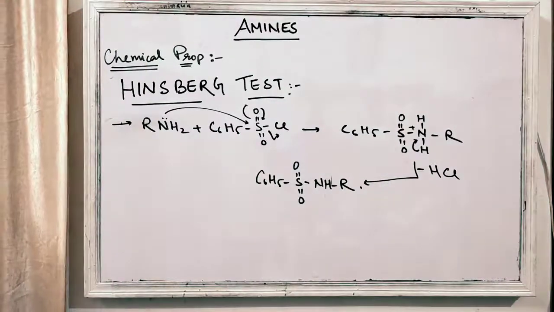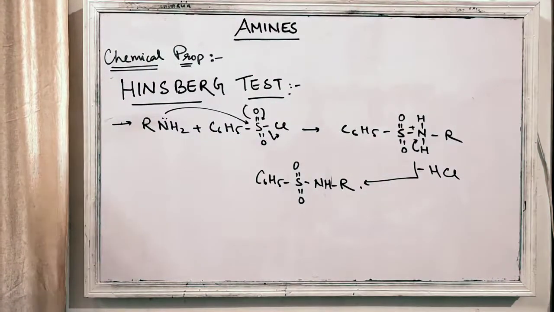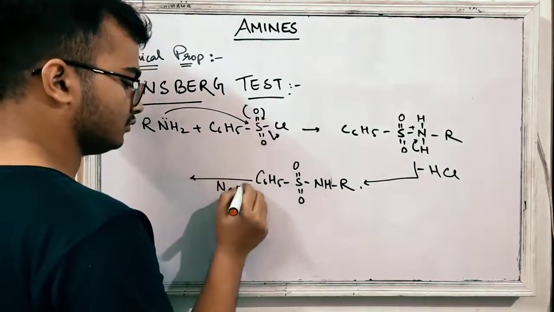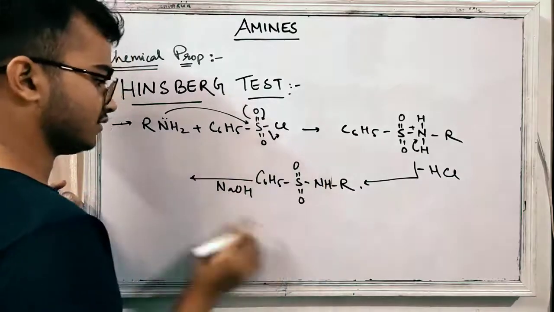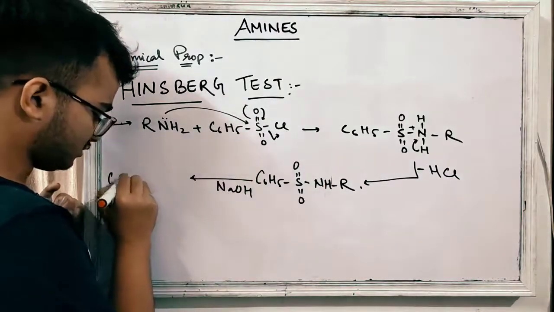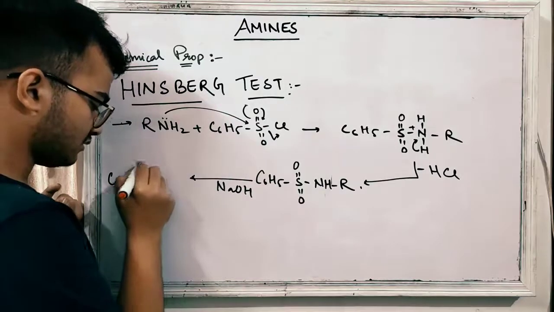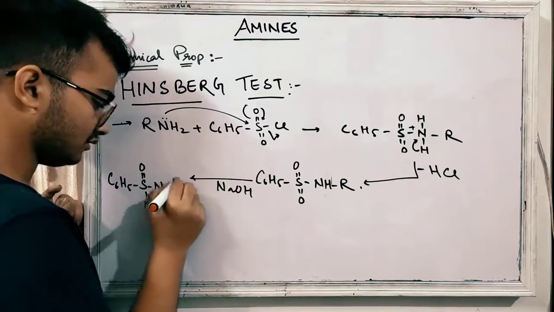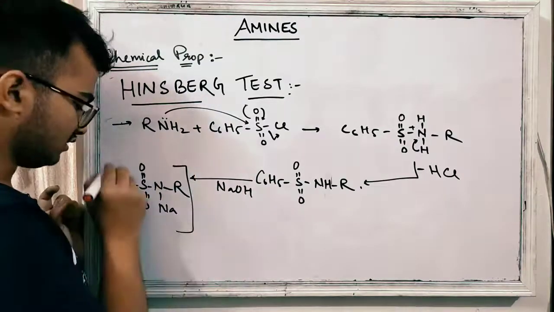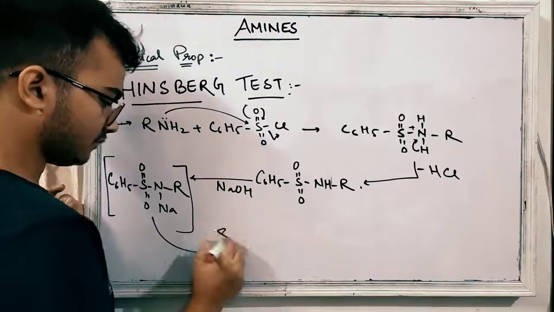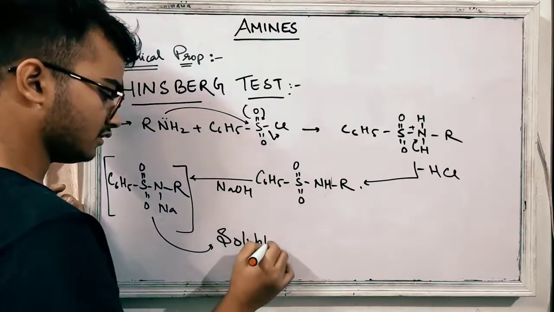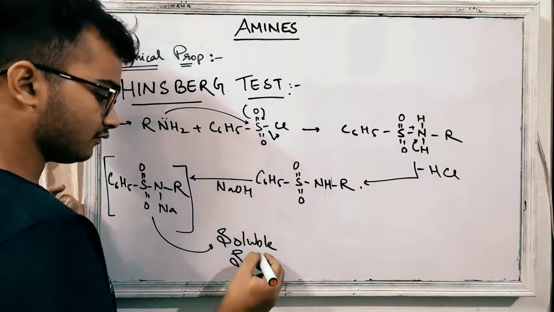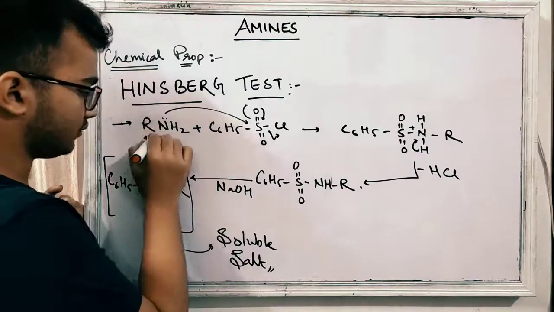Clear? Now when you again react this with NaOH, what happens? This H is getting replaced, and as a result we get C6H5 S double bond O, N, Na, and here is the alkyl group, and this is a soluble salt. If this becomes soluble, then it is a proof, or an identification, of a primary amine. This is 1 degree amine.